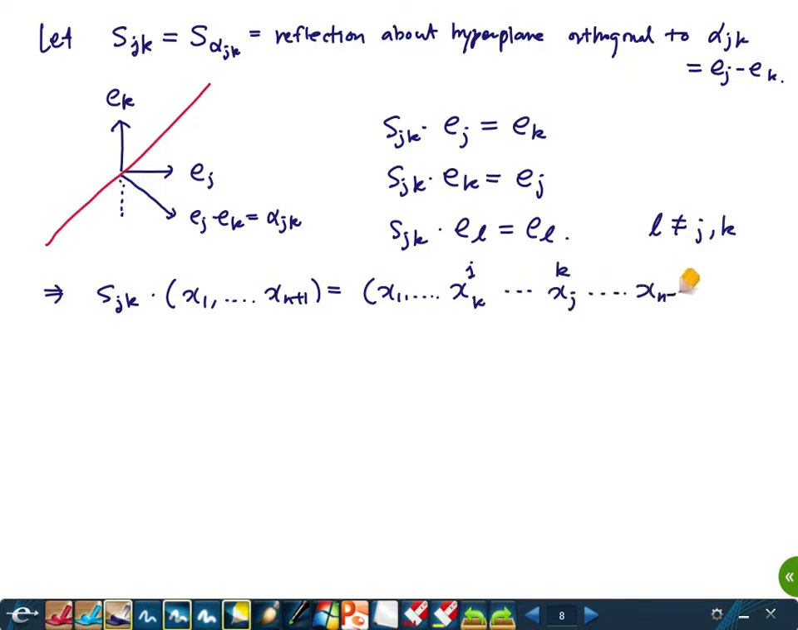Yes. Something like that is the only change. So we can think of this as a permutation of n plus 1 elements, changing j and k.